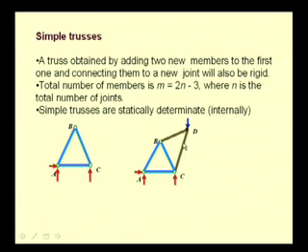Why do we say that they are statically determinate internally? It is that if we analyze this structure and we want to determine all the internal forces, then the number of unknowns that we have to determine is equal to the number of members, that is 5 in this case, plus the external reactions that we have to determine, that is 3, 2 reactions at the pin and 1 reaction at the roller, totaling to 8 unknowns.